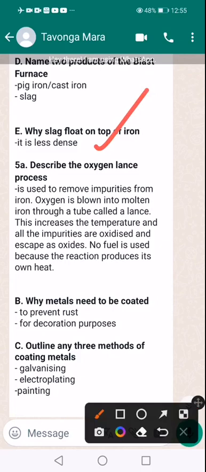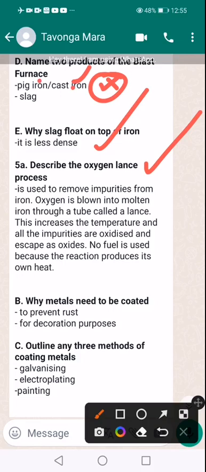Describe the oxygen lance process. During the oxygen lance process, we take cast iron and purify it, that is, remove the impurities. The oxygen lance process is used to remove impurities from iron, well known as pig iron or cast iron. It is called pig iron because of the impurities.